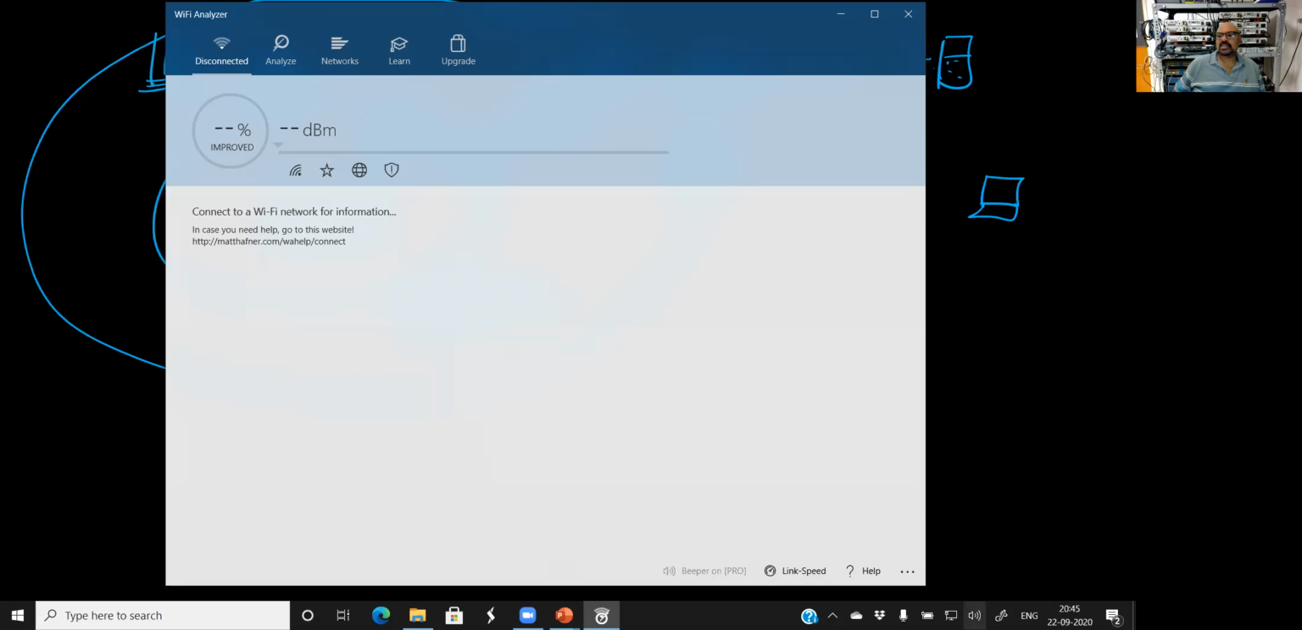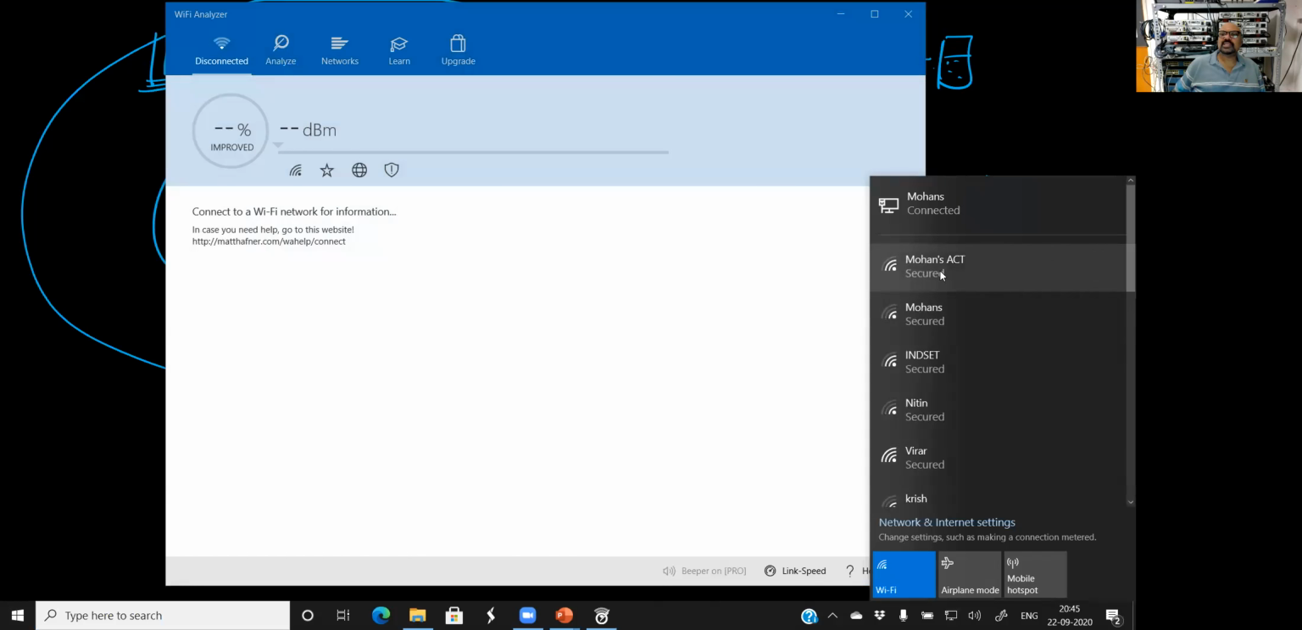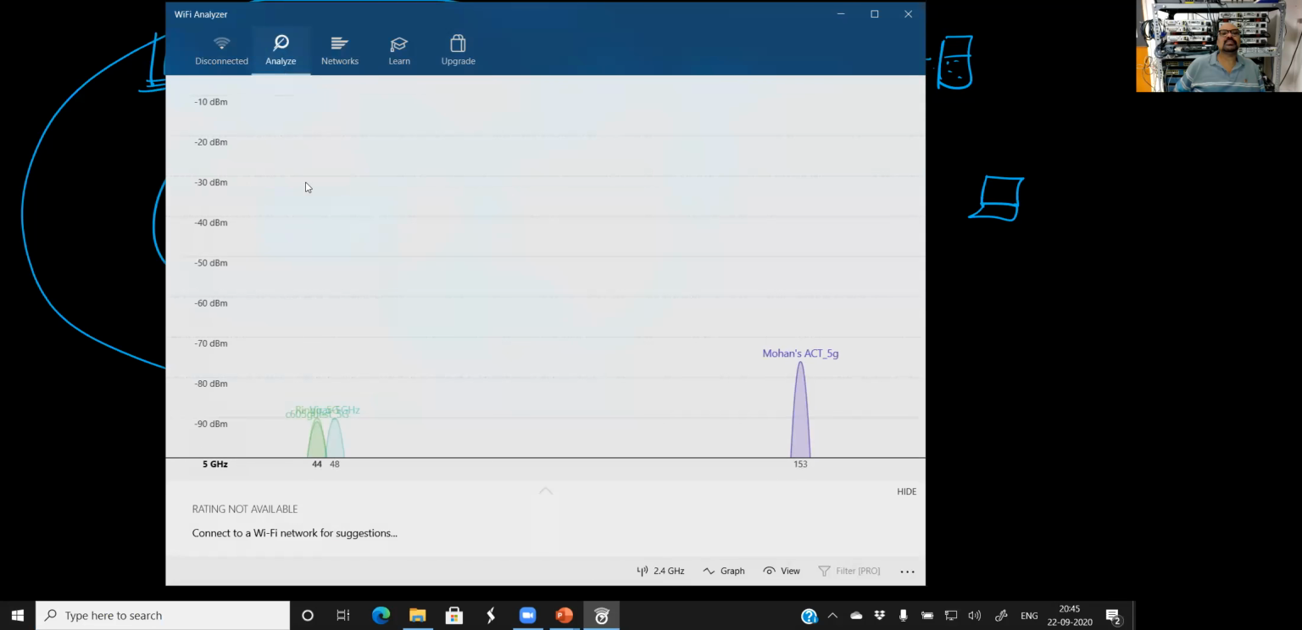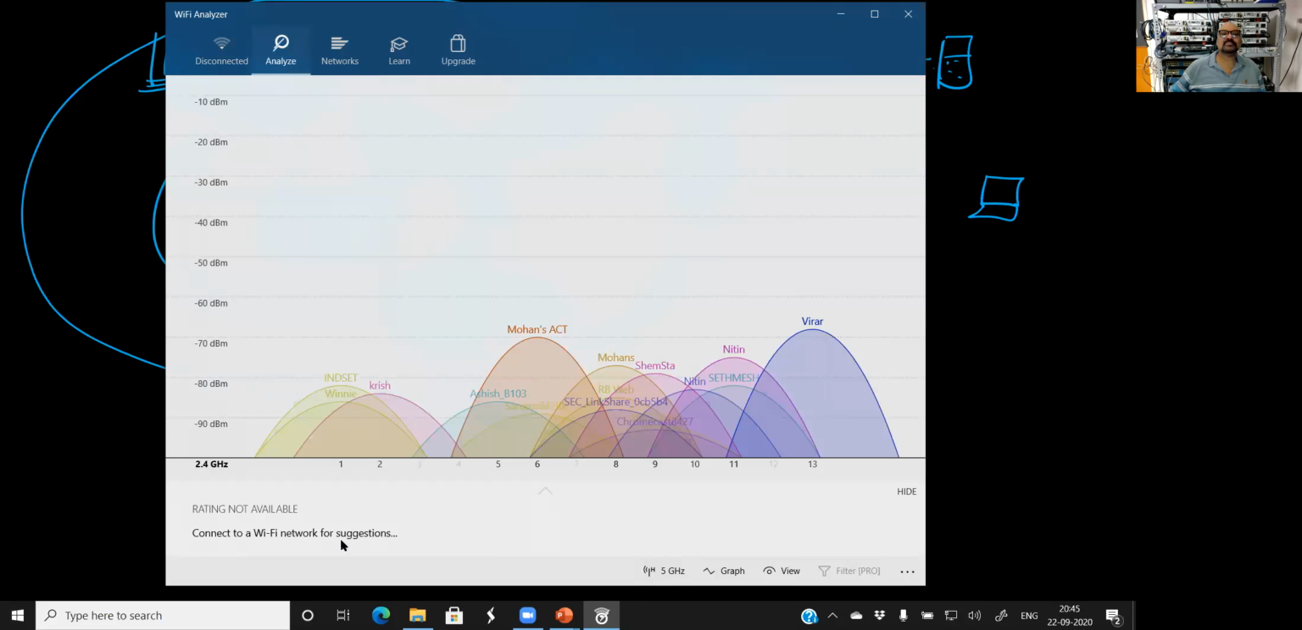If you want me to connect, see, Mohan says it says, because I'm using a cable now. So now if you see networks here, you see 2.4 gigahertz, Mohan's ACT. This is my connection. Mohan's, this is also my connection. Right? You can see all these things.